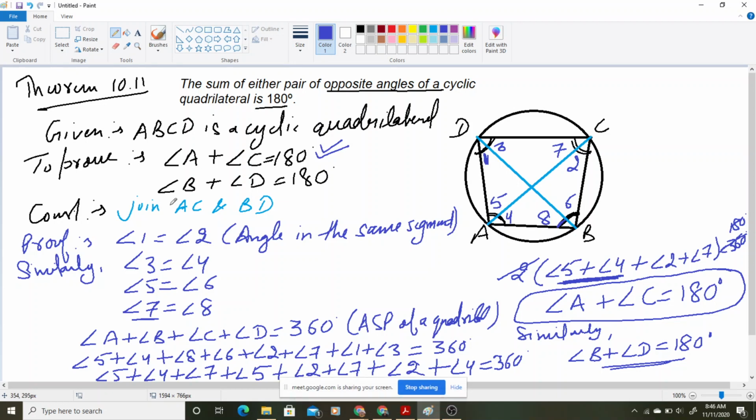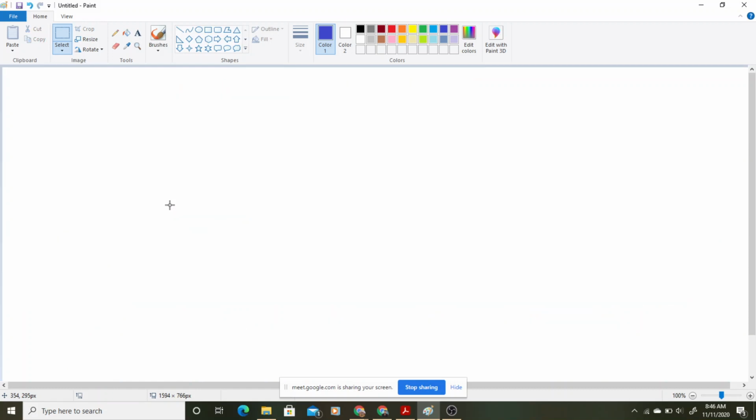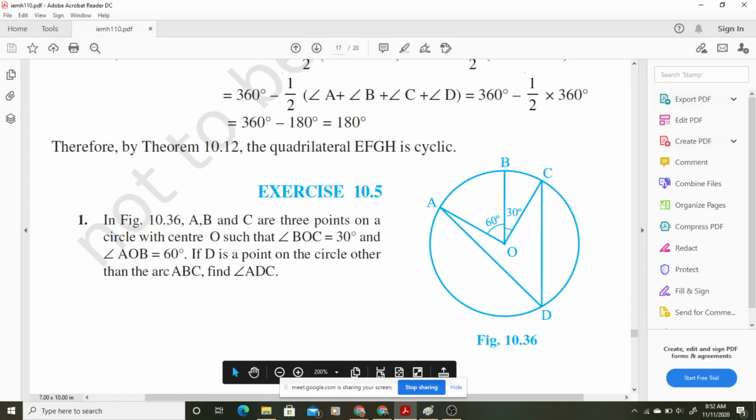Let us see theorem 10.12. So see this exercise 10.5 now. We are given a figure. You can see this circle is given.